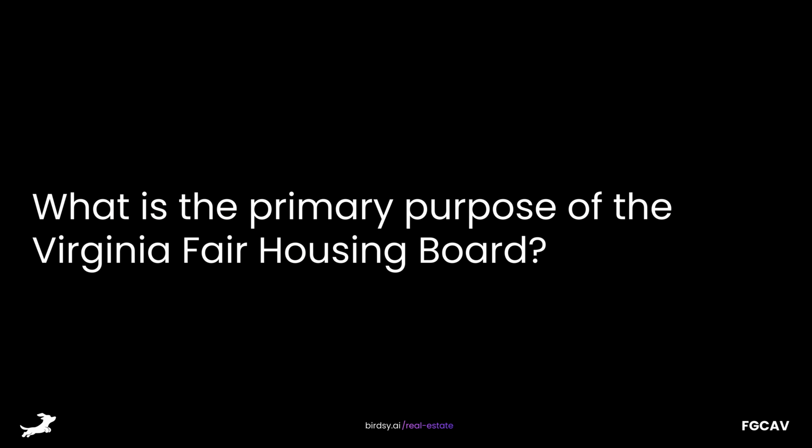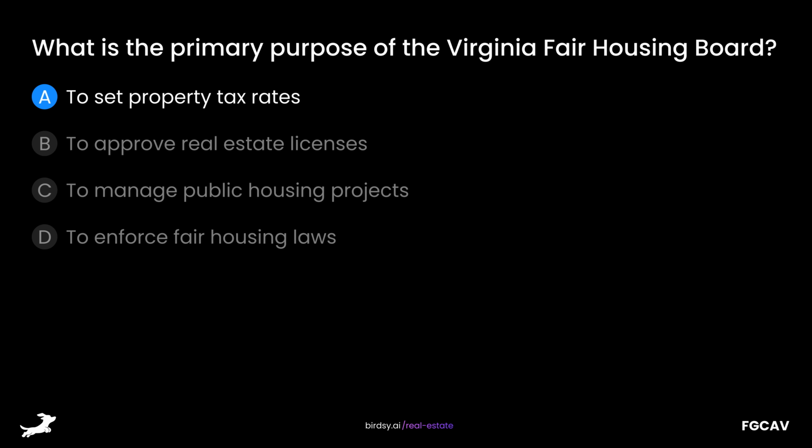What is the primary purpose of the Virginia Fair Housing Board? Is it A, to set property tax rates, B, to approve real estate licenses, C, to manage public housing projects, or D, to enforce fair housing laws? The answer is D, to enforce fair housing laws.